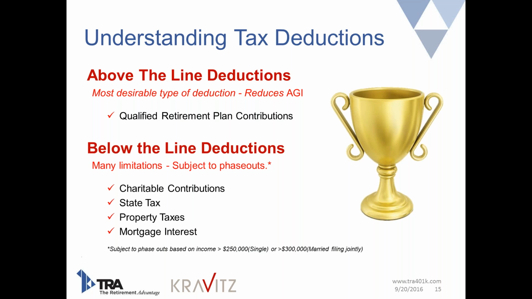Much better than other tax deductions, like making charitable contributions or paying mortgage interest on your primary residence. Those are below the line deductions, which have two big negatives. They phase out on high wage earners, and they don't reduce your adjusted gross income.